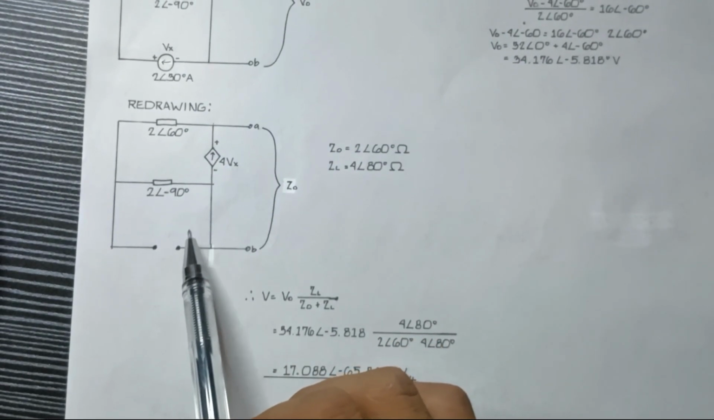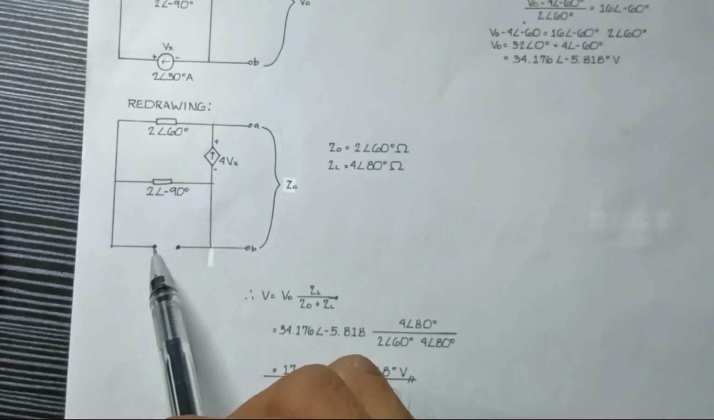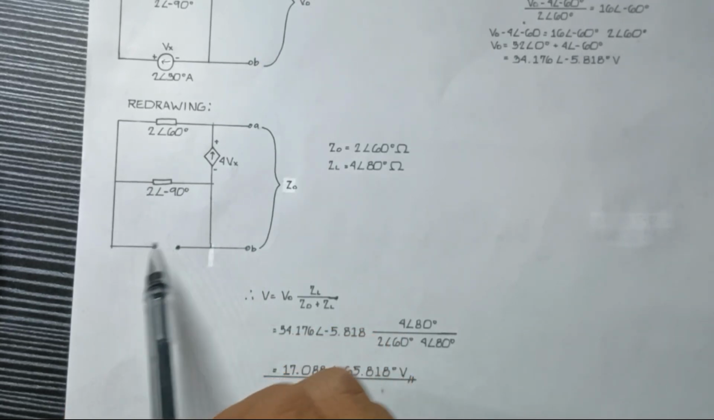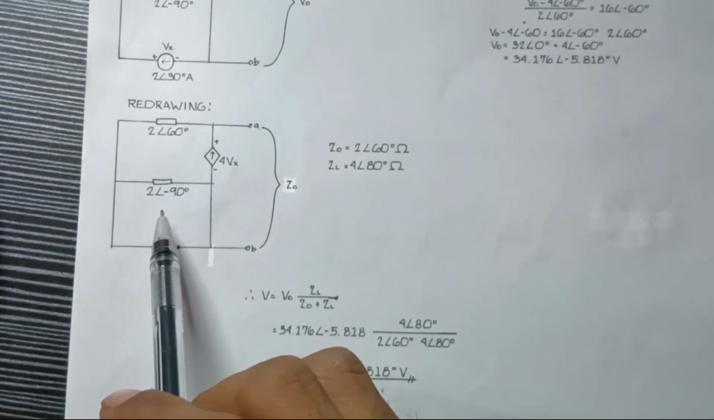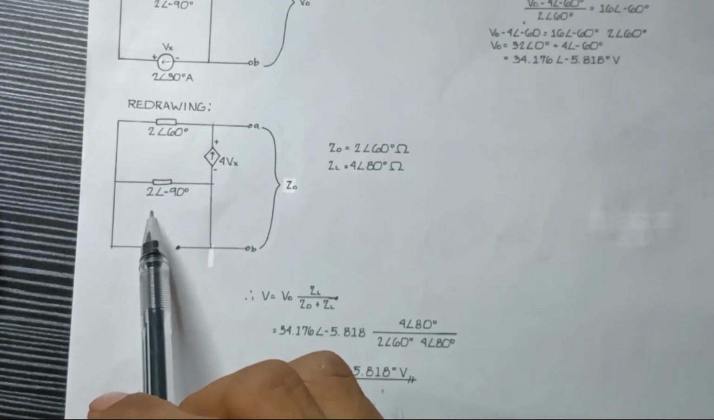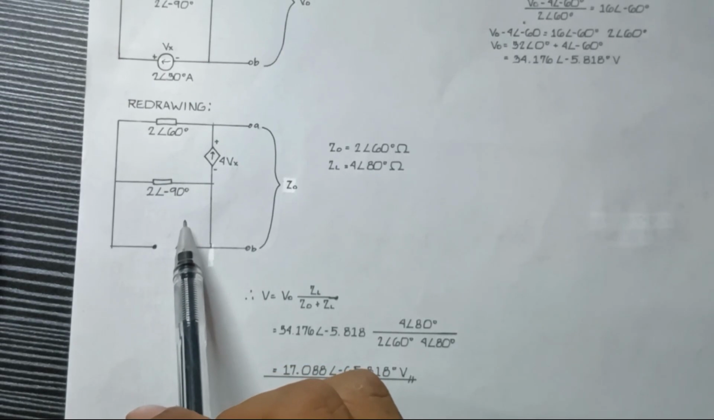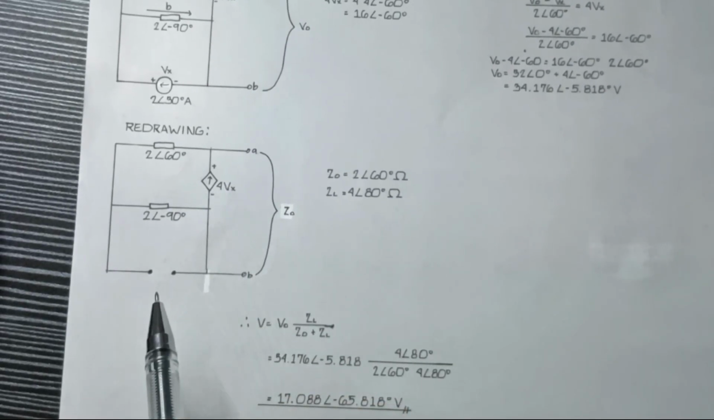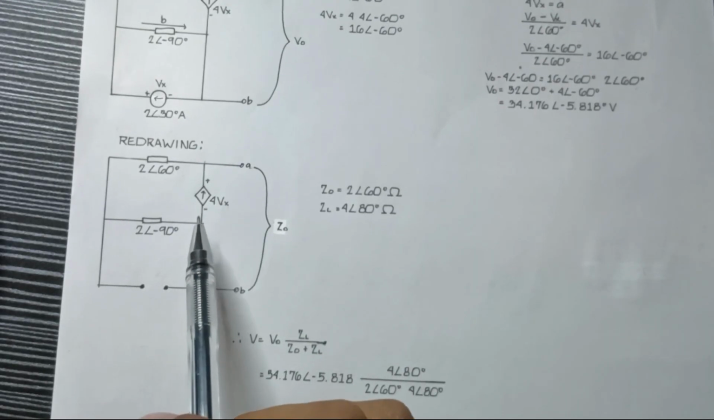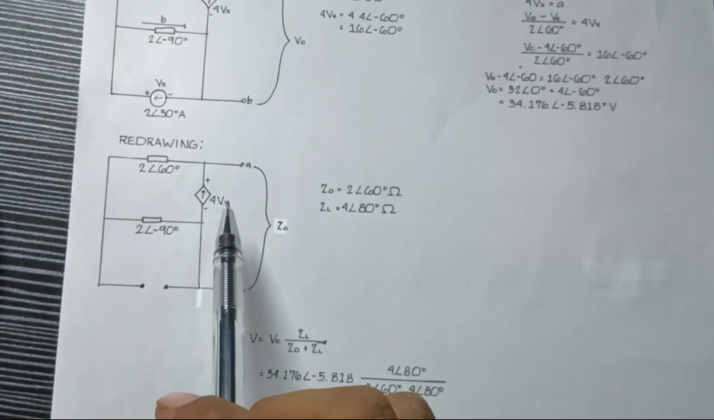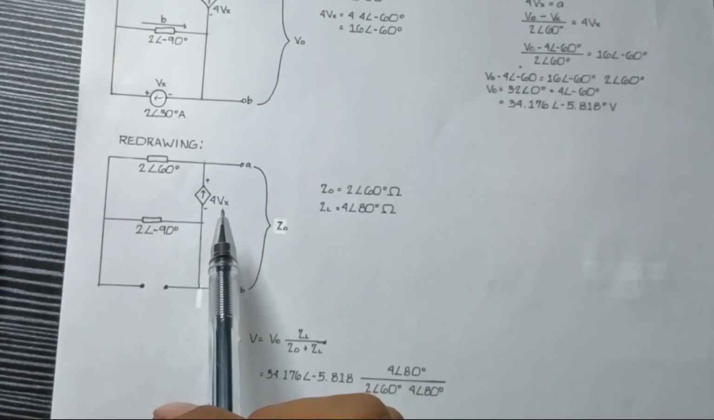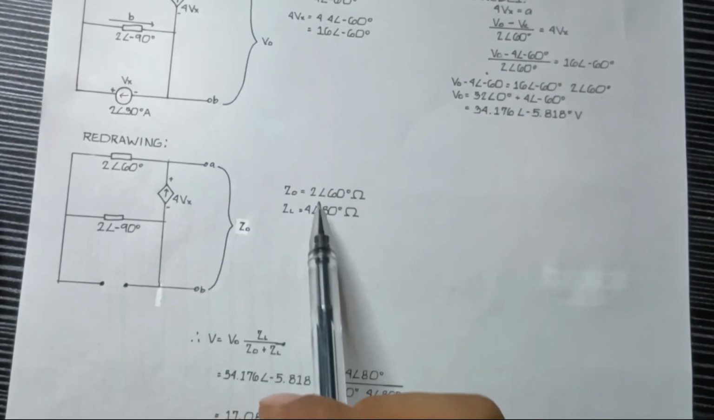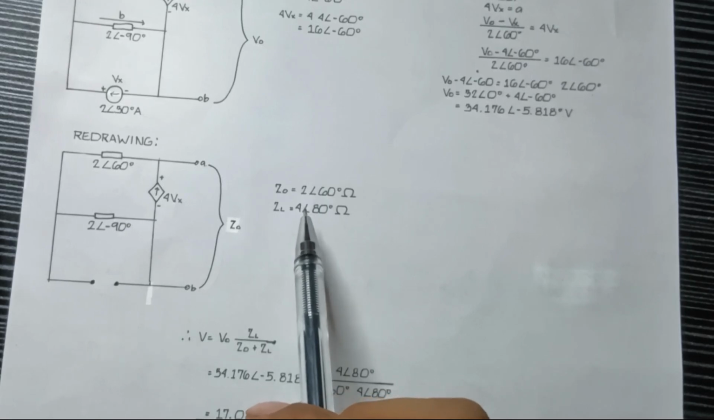Upon inspection, since this is open circuited, this bottom circuit would be broken, which means that the current going through 2∠-90° would be equal to 0. And since our dependent source is dependent upon our independent source, the value for this dependent source would be zero. The one to be left is the 2∠60°, which would be the value for our looking back impedance.